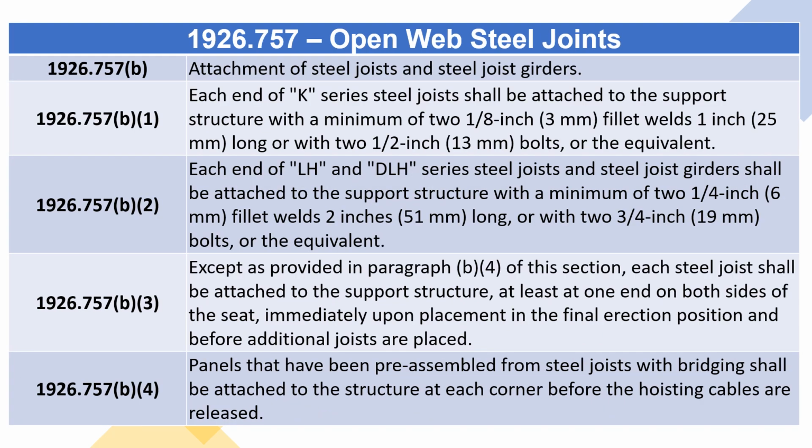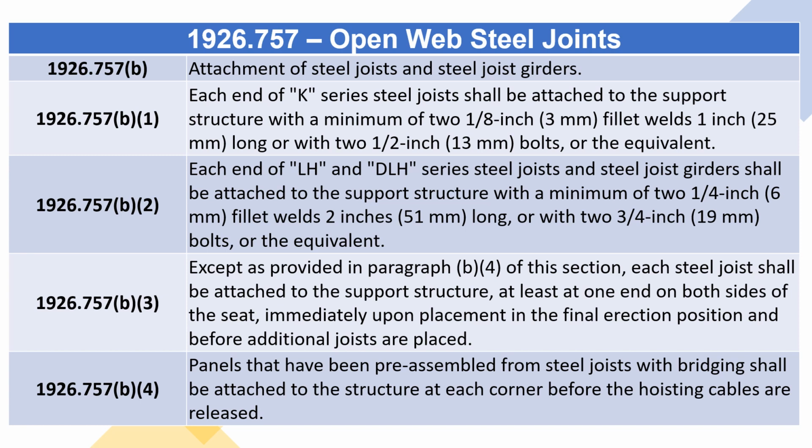1926.757 B, attachment of steel joists and steel joist girders. 1926.757 B1, each end of K-series steel joists shall be attached to the support structure with a minimum of two 1/8 inch (3 mm) fillet welds 1 inch (25 mm) long, or with two 1/2 inch (13 mm) bolts, or the equivalent.